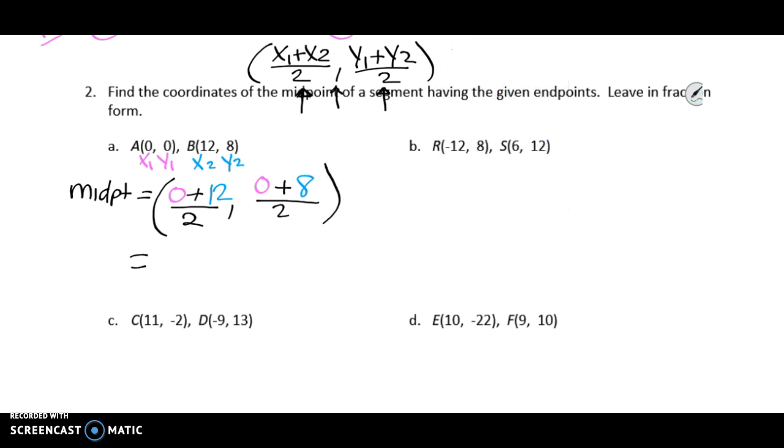So 0 plus 12 makes a 12. 12 divided by 2 is 6. 0 plus 8 makes 8. Divided by 2 makes 4. This is the midpoint. And if you were to actually graph it, you would actually see that as well.